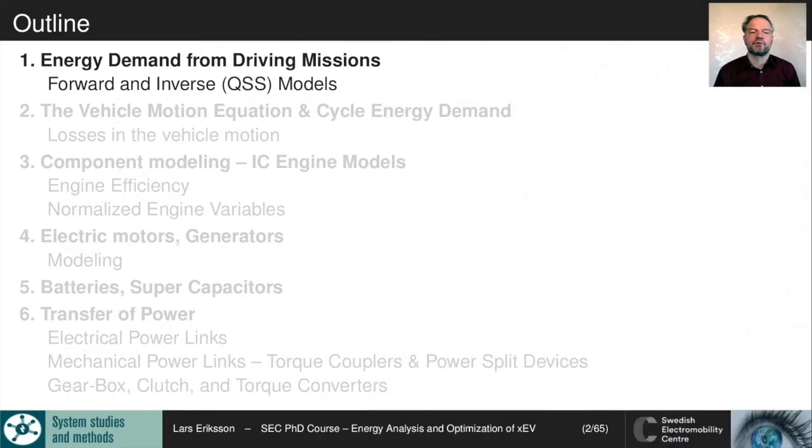First, I start with a short repetition about the energy demand from driving missions and repeat a little bit about the forward inverse quasi-static models, and then I will also repeat some basic physics that will be needed when we start to write down the equations for the vehicle motion.